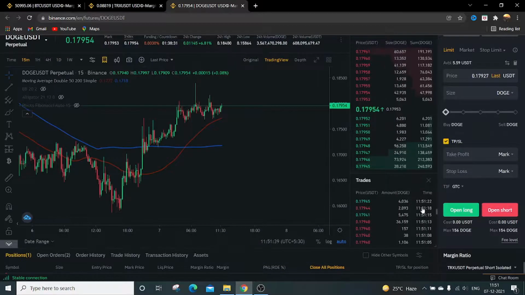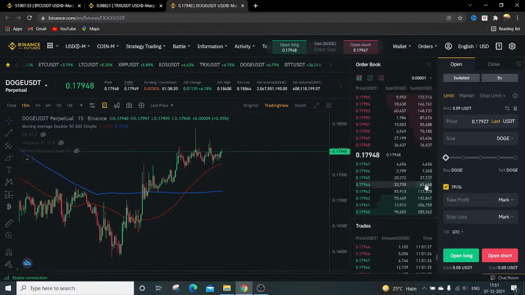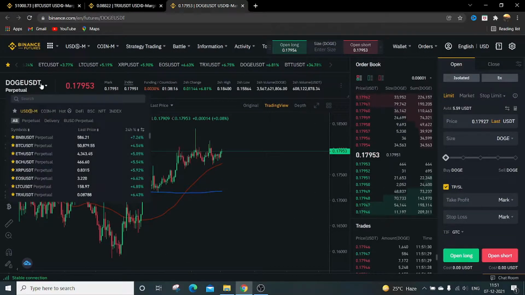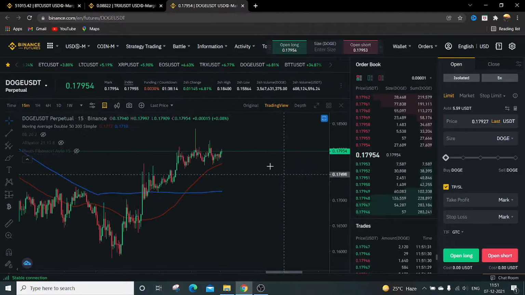Hey guys, welcome. In this episode, we are going to see how to place stop loss and take profit in any trading strategy. So I just opened the Binance Futures trading window. Currently I'm trading in the Doge USDT pair, and this is a candlestick chart.